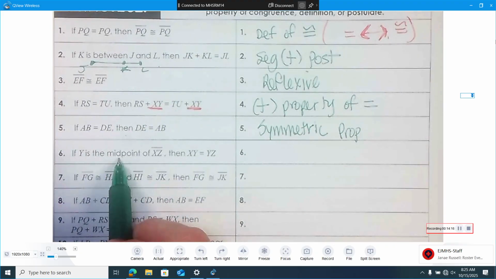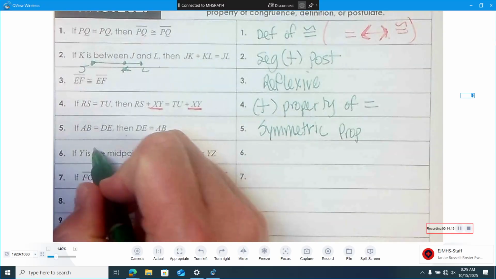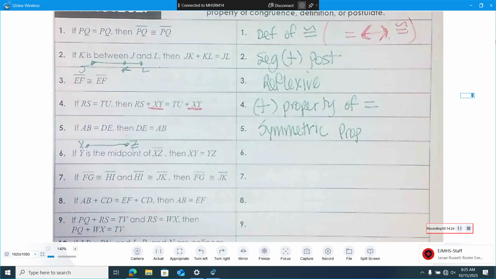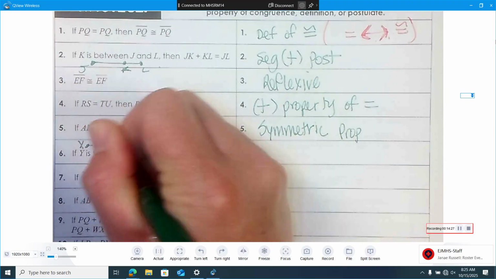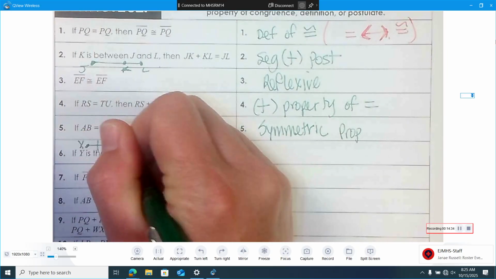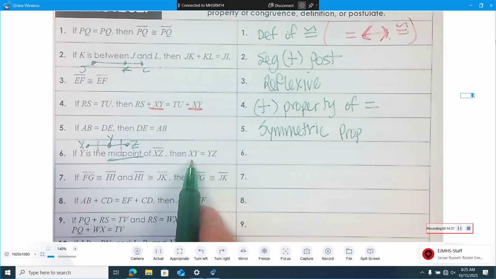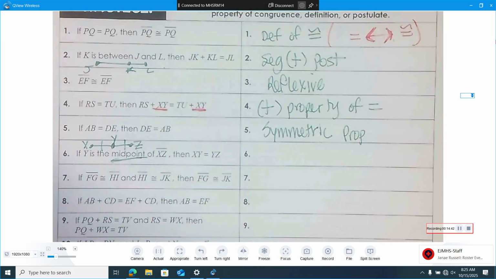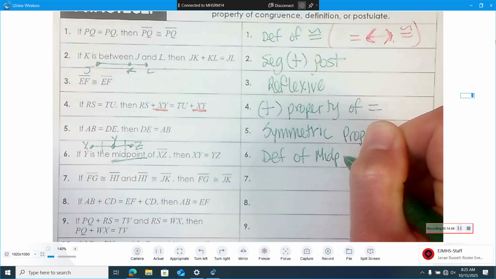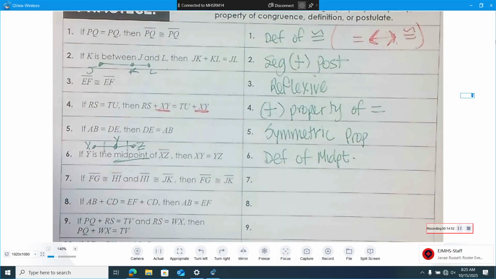All right, this says Y is the midpoint of segment XZ. Again, sometimes I think it's really helpful to make a little picture. So here's segment XZ, and then I know that Y is the midpoint. What does that mean if I know Y is the midpoint? Yeah, I get two equal segments, or the lengths are equal. So XY is equal to YZ. How do I know that? What has allowed me to make that conclusion? The definition of midpoint. Yeah, the definition of midpoint. Very good.